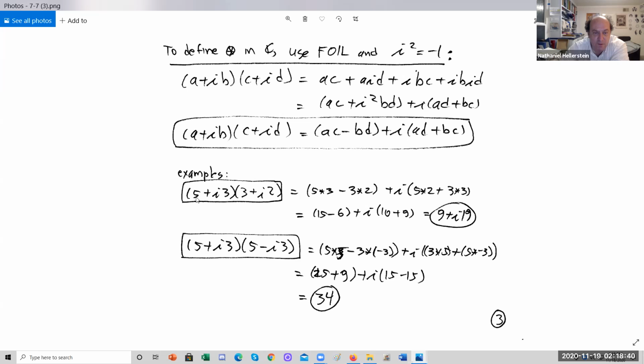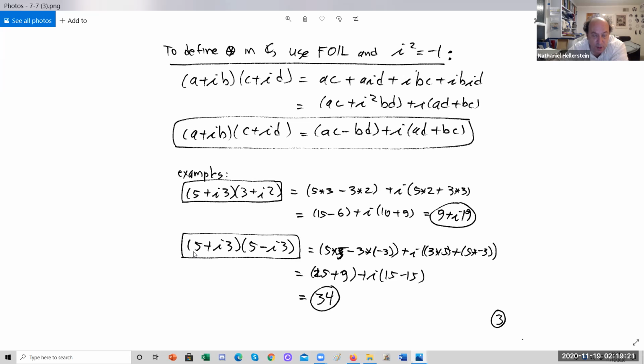So for example, 5 plus i3 times 3 plus i2. Oh, by the way, the book likes to use a plus bi. I prefer to use a plus ib, putting i in front, like it's a sign, like plus or minus. i is basically the sideways unit. All right, so multiplying it out: 5 times 3, then i3 times i2 is -3 times 2, and i times 3 squared, and i times 5 times 2. So it'll be 15 minus 6 plus i times 10 plus 9. Therefore, 9 plus i19.